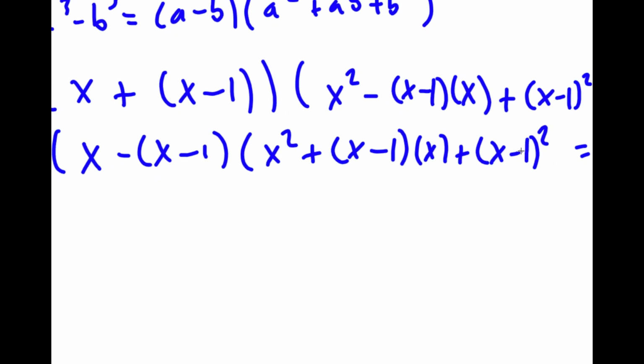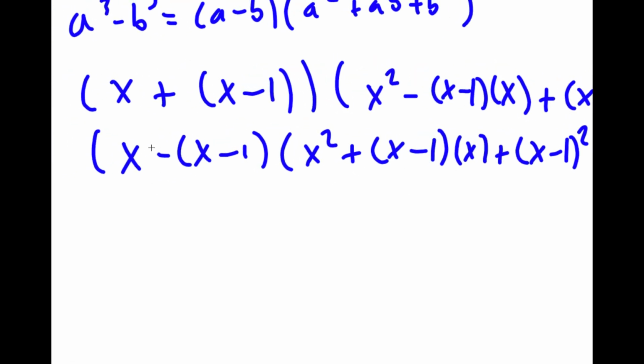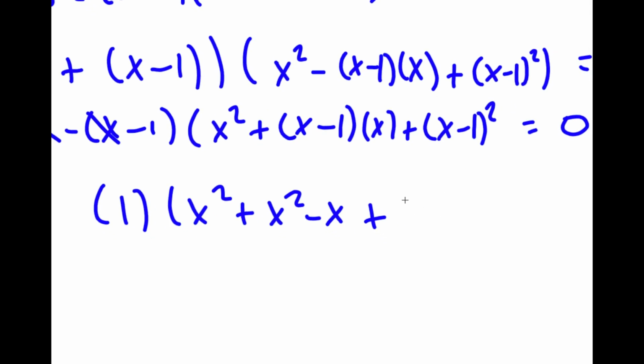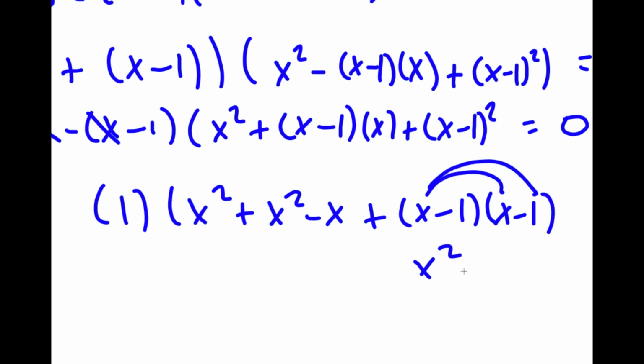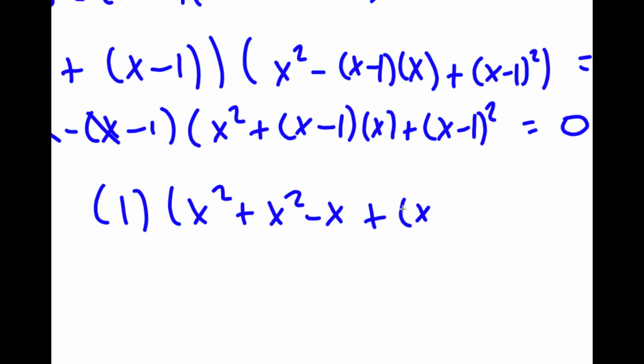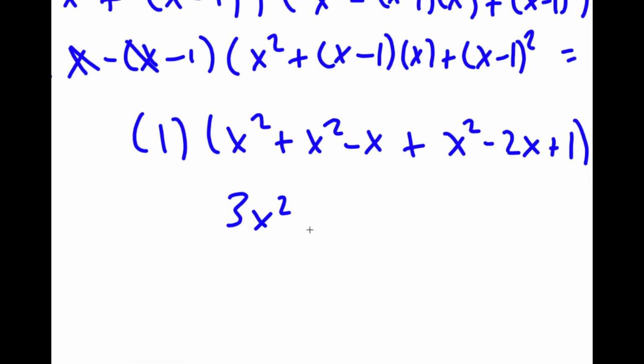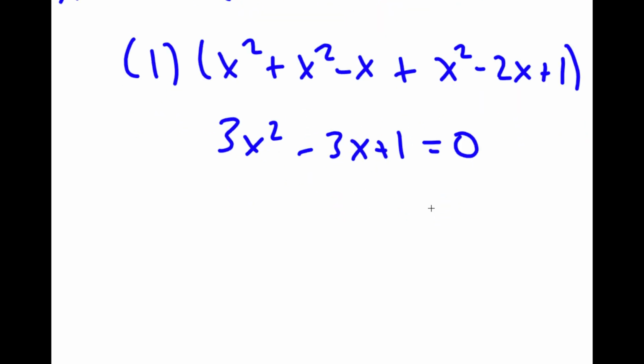So let's first start with this here. So x minus x minus 1, these two x's cancel out. So I'm simply left with positive 1 times x squared plus x squared minus x plus x minus 1 squared. This is equal to x squared minus x plus 1, which is x squared minus 2x plus 1. So we have 3x squared minus 3x plus 1 is equal to 0.